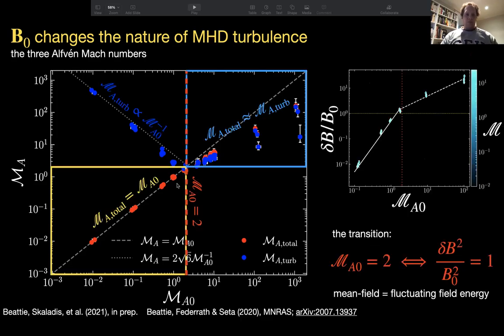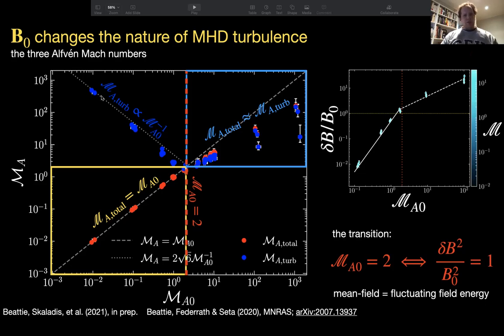So there's 3 different domains here. The first domain is where the total Alfvén Mach number is equal to the mean field Alfvén Mach number. Okay. So this means in terms of energy, the mean field is dominating the energy for these sub-Alfvénic flows. This is all mean field. The whole total Alfvén Mach number is dominated by the mean field. The fluctuating field Alfvén Mach number is way up here, is very super-Alfvénic. So this is like Alfvén Mach numbers of 400 or 50.